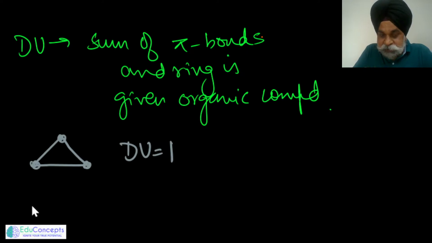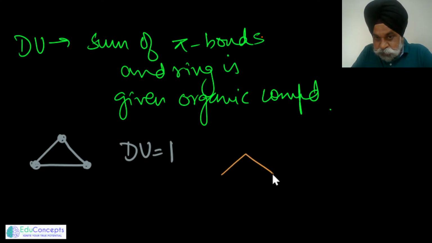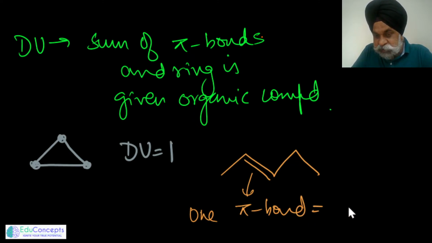Now what does it mean? I am going to explain it in a while. Similarly, if I show you some compound where you have a double bond, how many pi bonds are there in this compound? You are seeing there is one pi bond. So I shall say this has degree of unsaturation equal to 1.